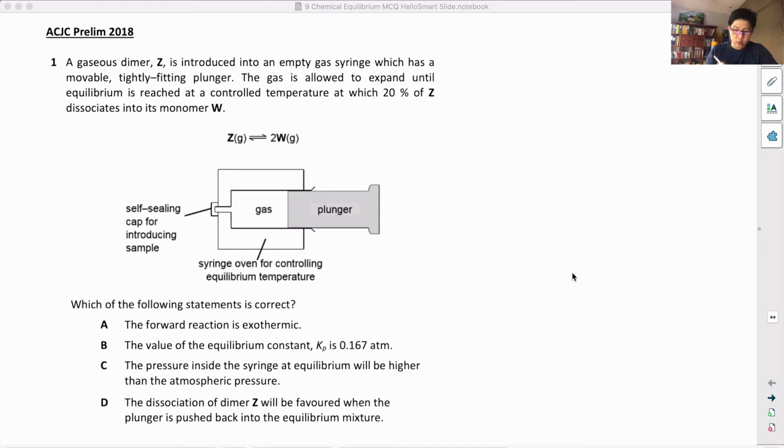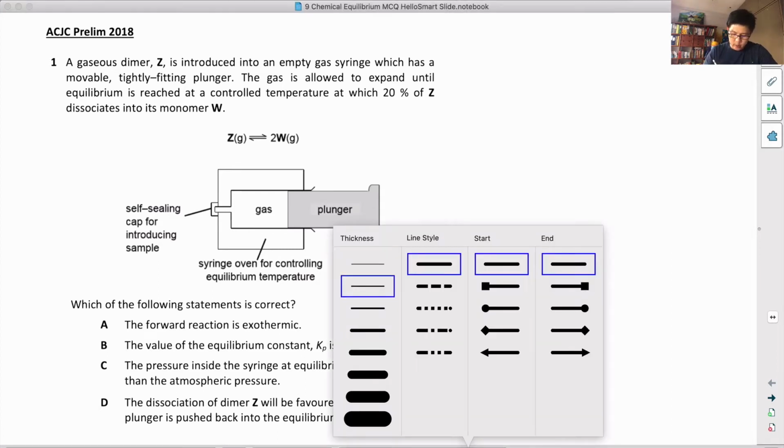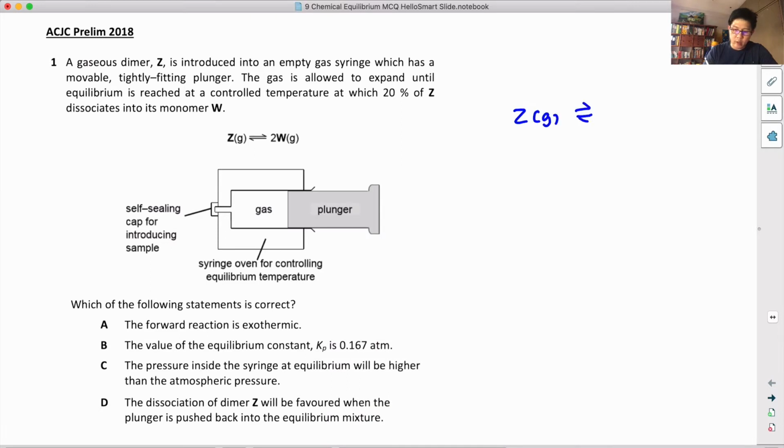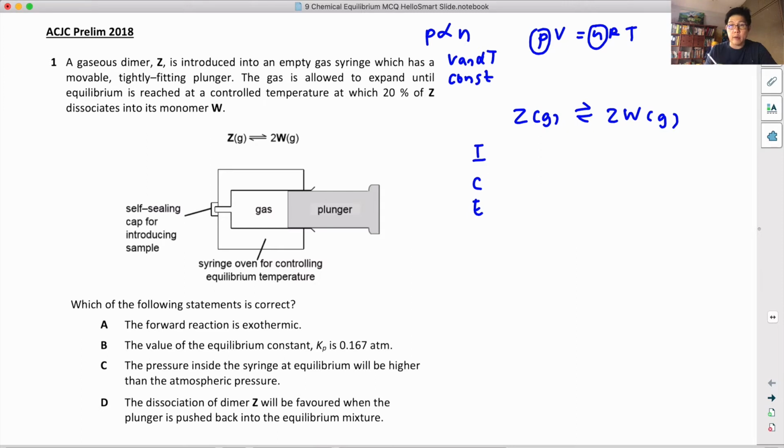For this question, generally what we like to do is write the equation first and then think of doing an IC table. Because the volume is changing, you cannot do the IC table in terms of pressure. The criterion for an IC table in terms of pressure is that pressure must be proportional to moles, and that is only possible when volume and temperature are constant. But since in this case the volume is changing, you cannot use an IC table in terms of pressure. You have to do it in terms of moles. So let's see how this is done.